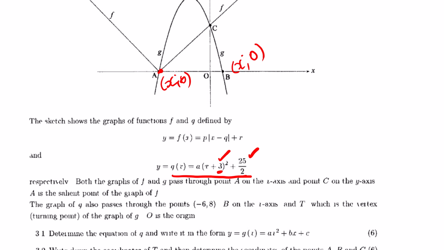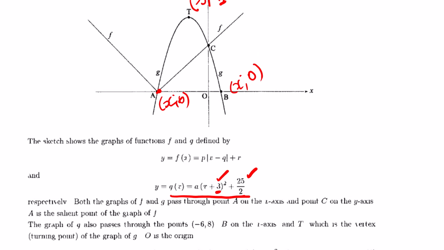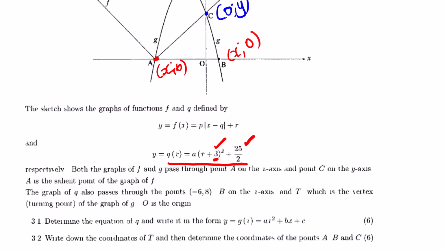Okay, through point A on the x-axis and the point C on the y-axis. Now let us look at C. This is our point C. As you can see, C is on our y-axis. So for any point on the y-axis, the value of x is 0. And then we know that the y-coordinate will be positive because it's on the positive side of the y-axis.